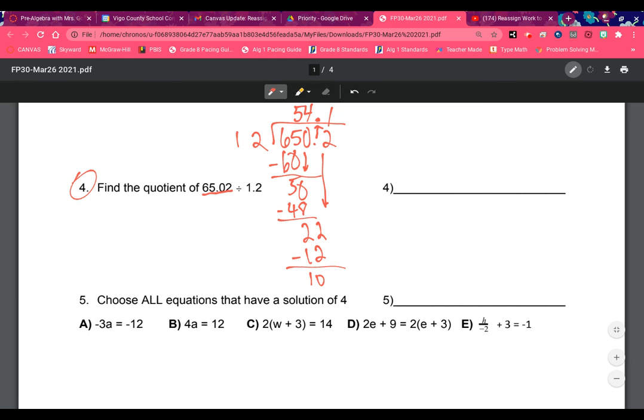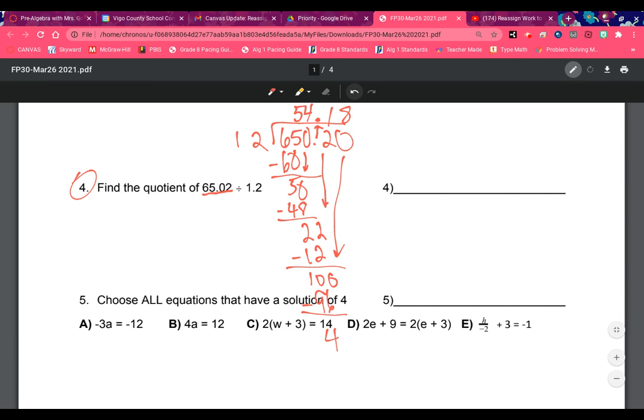So I'm going to add a 0 here. Remember, technically there are zeros going forever. So if I had a 0 here, I can bring it all the way down. Now you get 100. How many times does 12 go into 100? That's what you think to yourself. You know that 12 goes into 100 8 times. So we do 8 times 12, which gives me 96. Then 100 minus 96 is going to give me 4.